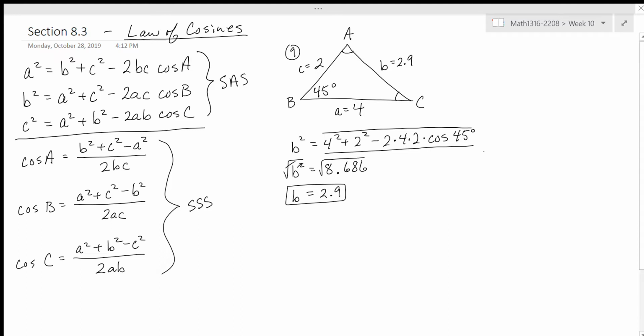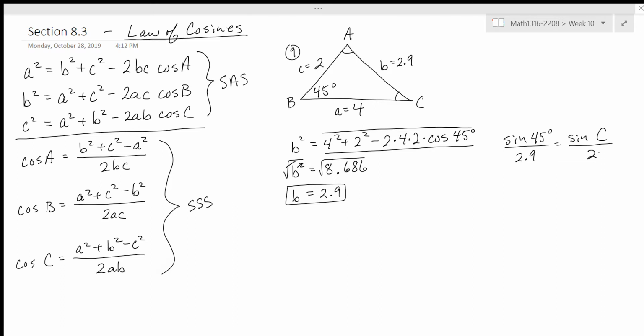And so we're going to use the law of sines to find angle C. And I'm going to show you that the law of sines can be effective here, okay? So what's going to go in the first fraction? Sine of, okay, good, 45 over 2.9. Sine of C over 2. Y'all haven't forgotten how to set up the law of sines, have you?